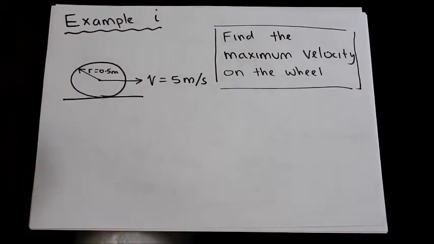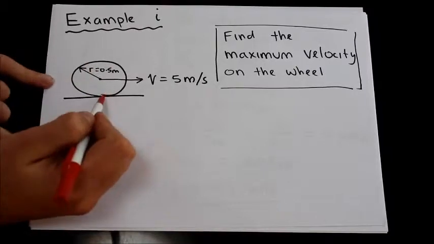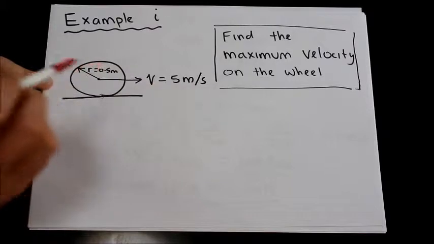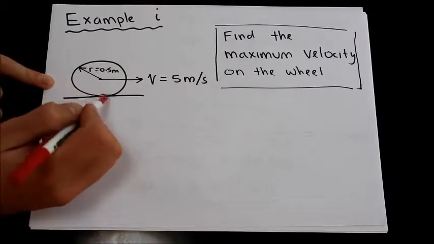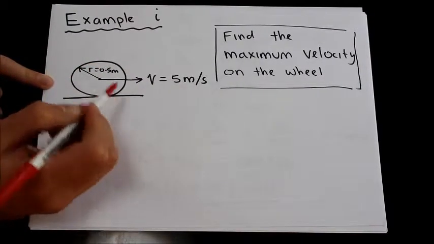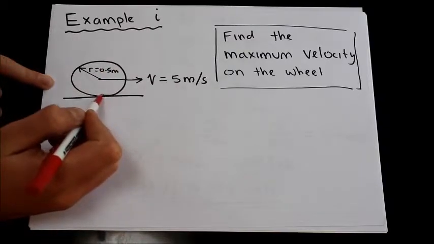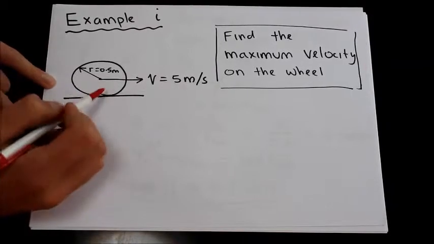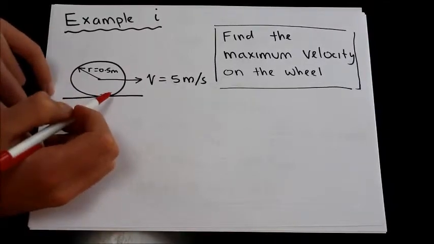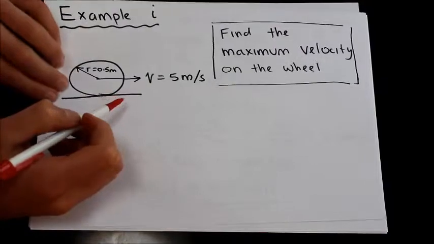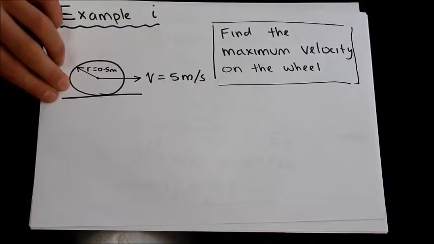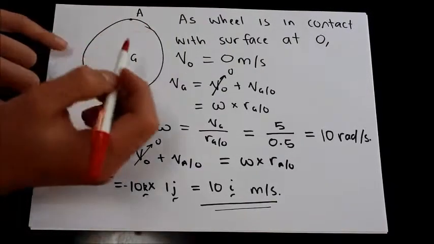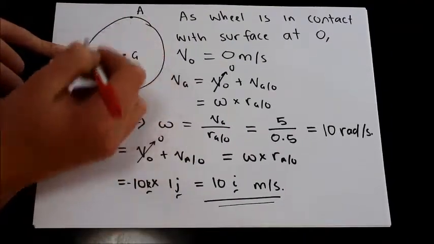Okay, so I'm just going to go through a quick problem with you guys. In this example, we've got a wheel where we're given the velocity of the center to be 5 meters per second to the right. And with all wheel problems, the point at which the wheel contacts the ground has 0 velocity, as it's the instantaneous center of rotation. So what we're going to do is try to find the maximum velocity on the wheel. We're going to do this using the kinematic equations that I listed before. So here's just a diagram of the wheel.